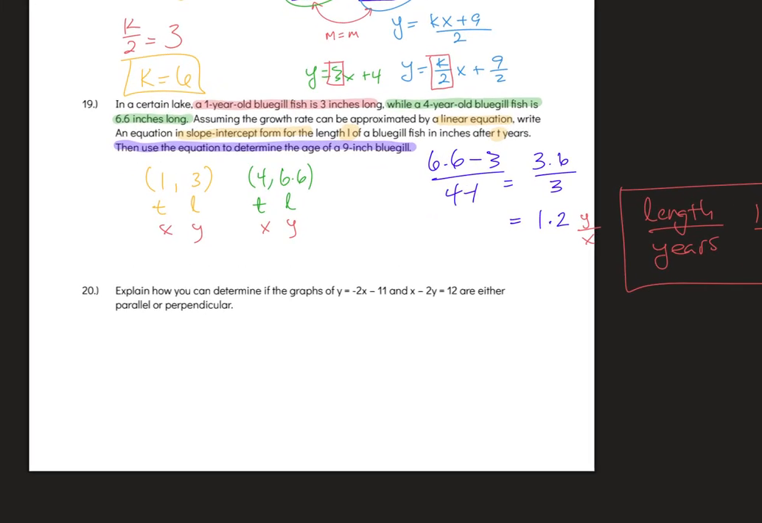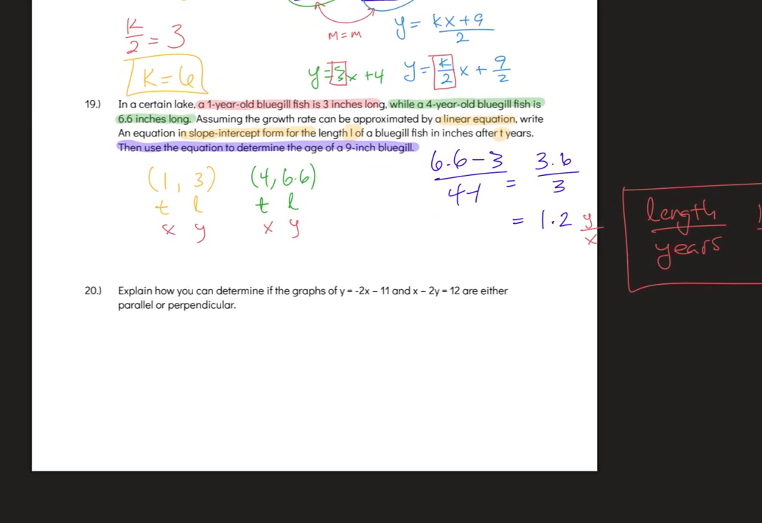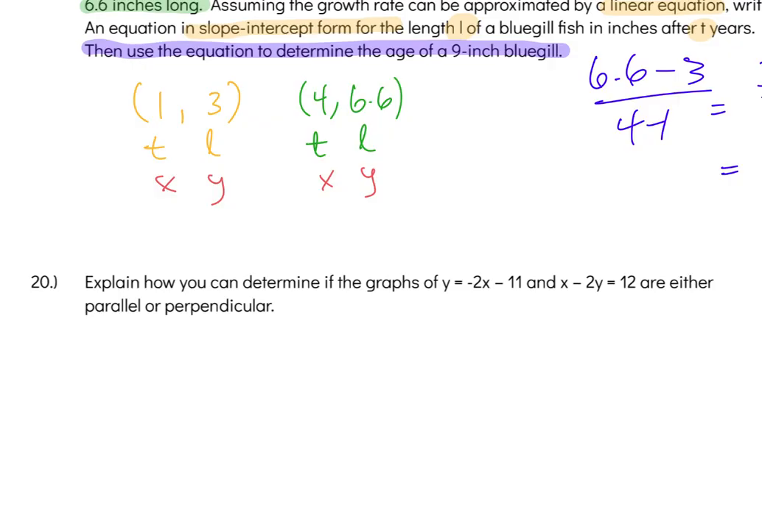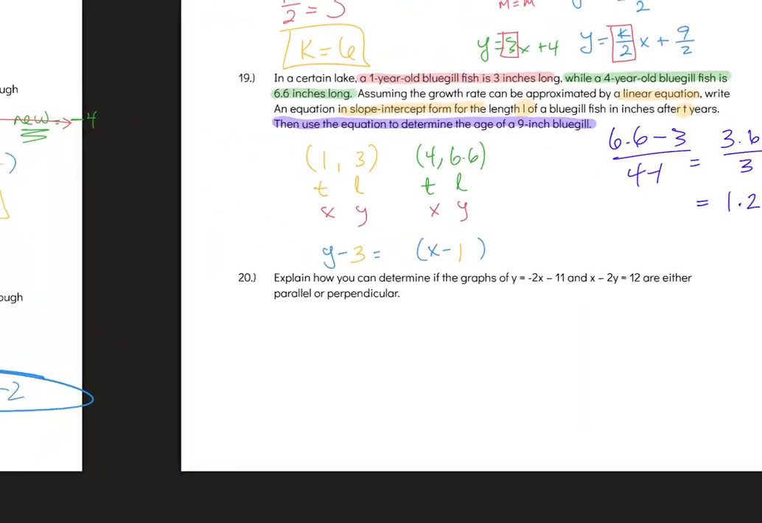Okay, so we need an equation in slope-intercept form. Well, then we're going to do point slope form first. So it's going to be y minus the slope times x minus, and then I plan on using this one because it just looks easier. So our y is 3, and our x is 1, and our slope was 1.2.